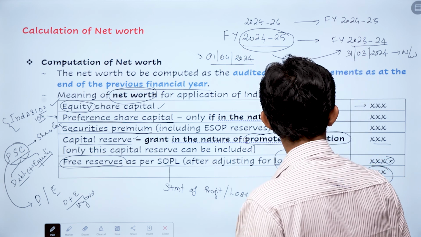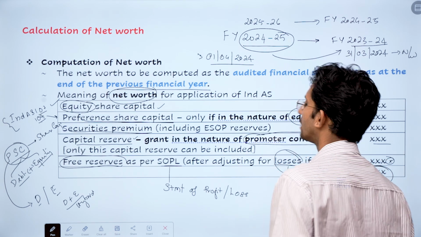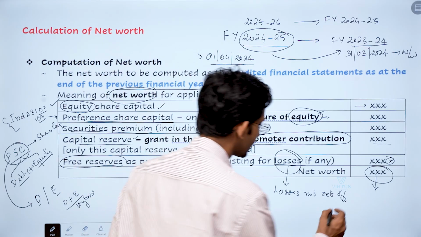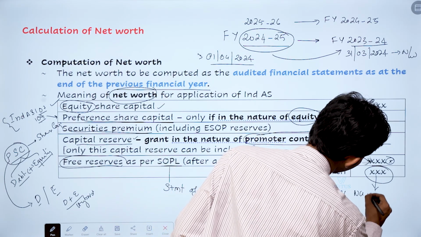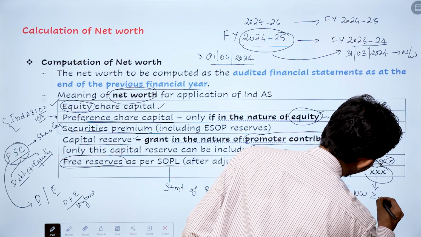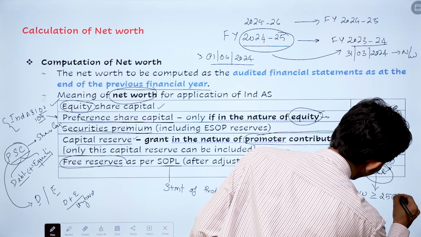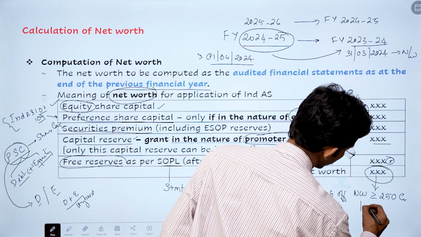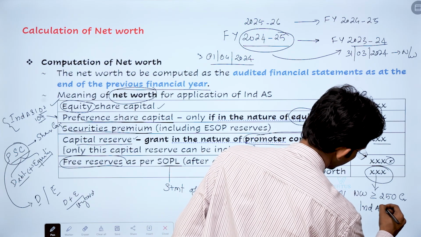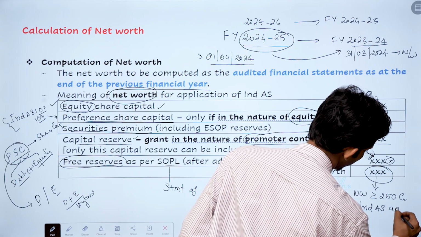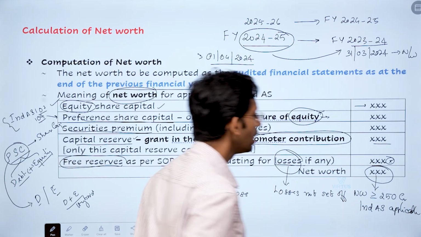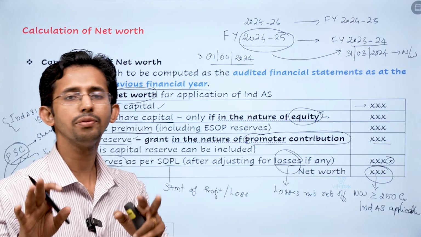And they say that if this net worth as per the audited financial statements of the previous financial year is equal to or greater than 250 crore rupees, then Ind AS is applicable. So Ind AS will be applied only if the net worth is above 250 crores, and how to compute the net worth we have also seen.